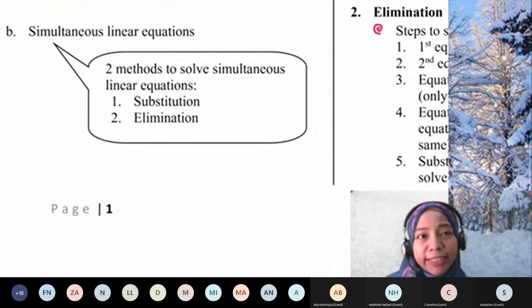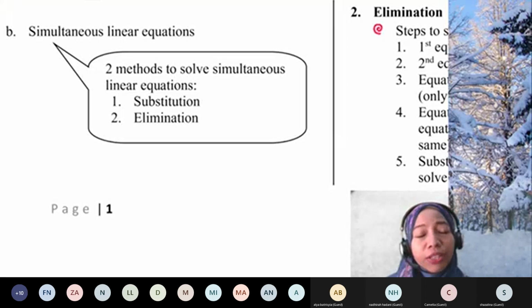Okay, boleh ke semua tahu kenapa kena belajar equation to solve unknown? Okay, boleh? Okay, madam. Okay, good. If you have any question, feel free to interrupt.